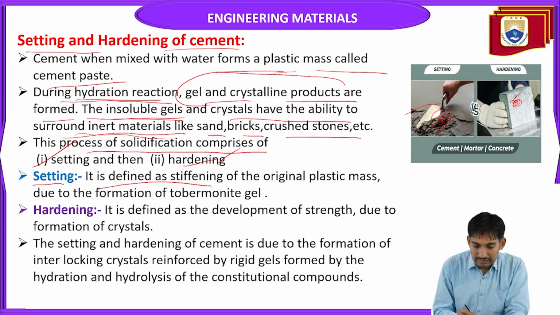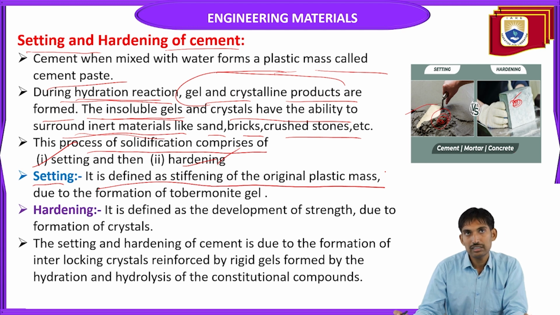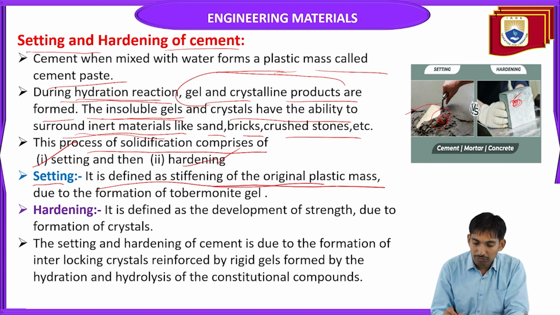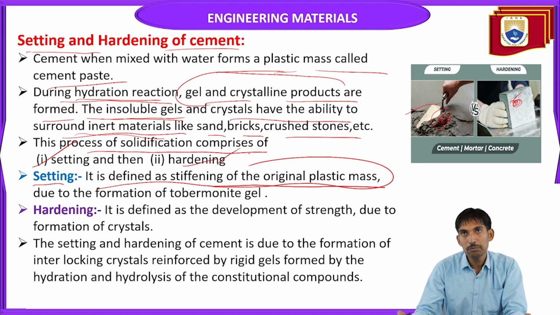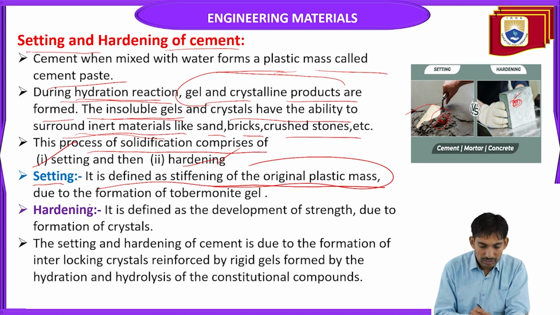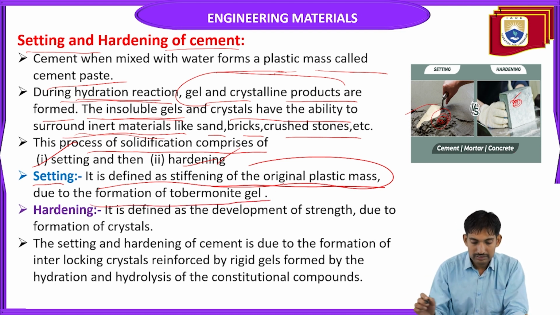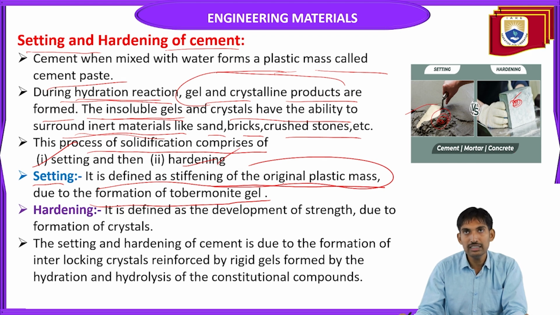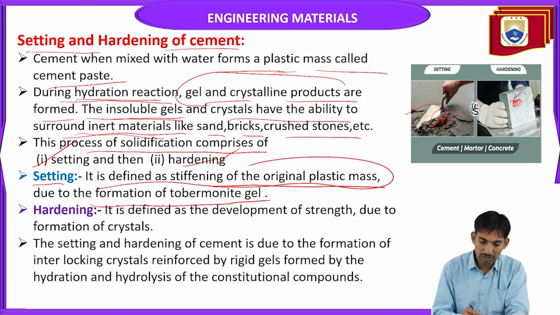Setting is defined as the stiffening of the original plastic mass. First, cement will form a plastic mass with water. Due to the formation of the tobermonite gel, the original plastic mass is converted into a stiff mass. That is called setting, due to the formation of the tobermonite gel.